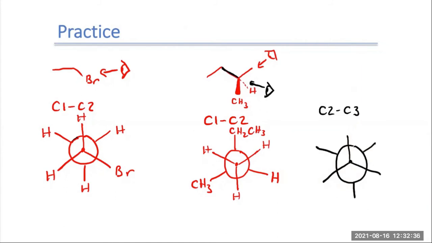Again, we're drawing in staggered because it's just easier to draw in staggered. So drawing in staggered, that front carbon, C2, has a methyl group on top, a methyl group on the side, and a hydrogen. So here's our methyl group on top, here's our methyl group on the side, and our hydrogen. And in the back, since I didn't give any indication of stereochemistry, that means this one's in the plane. It's in the same plane as this CH3.